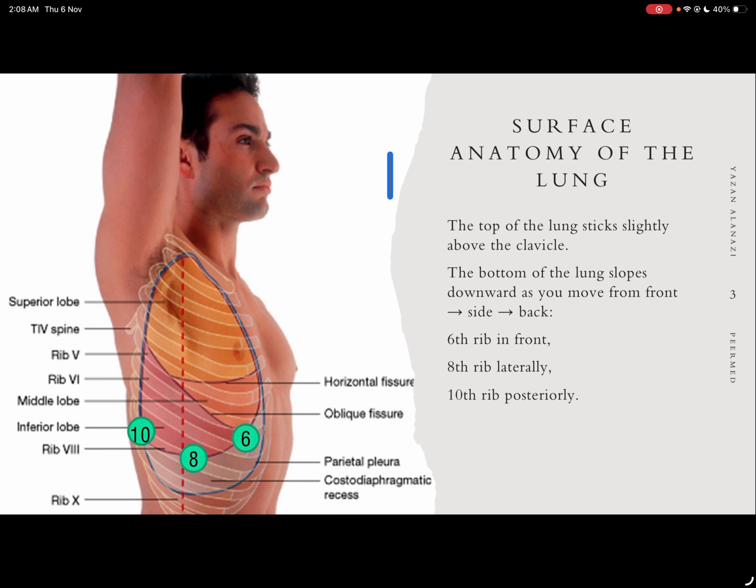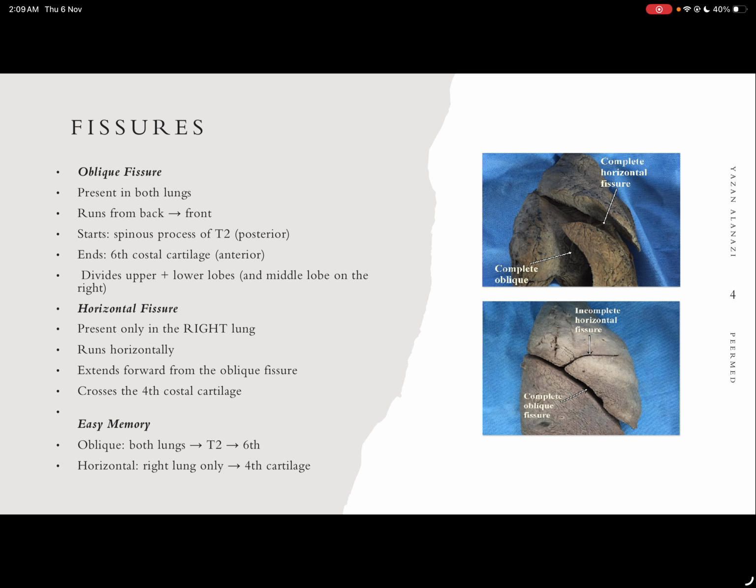We all know the lung. The top of the lung sticks slightly above the clavicle, and the bottom of the lung slopes downward as we move from front to the side to the back. At the front, I mean the sixth rib, at the side the eighth rib, and posteriorly the 10th rib. This is just general information. You don't need to memorize anything here till now.